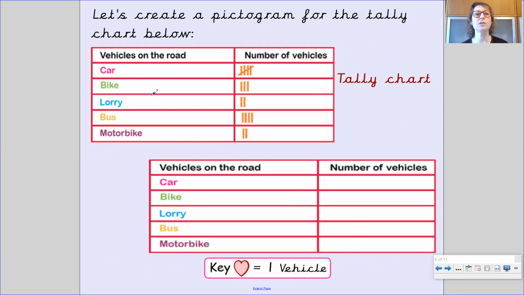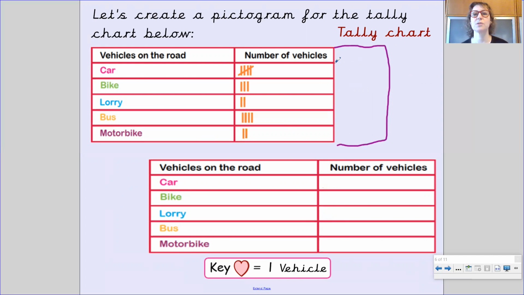So here we've got some vehicles: car, bike, lorry, bus, motorbike. And we have got the number of vehicles as a tally chart. So what we're going to do is turn that into a pictogram. But before we do that, we are just going to put in our totals. So I'm going to move this bit out of the way, and I'm going to add another column. And I'm just going to put total, because I need to see how many I've got.